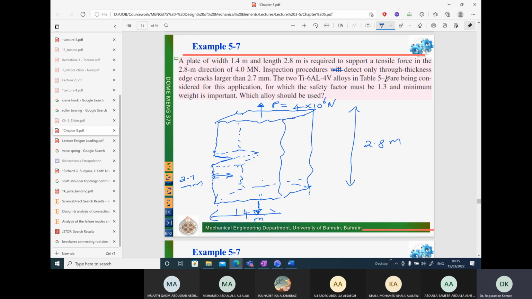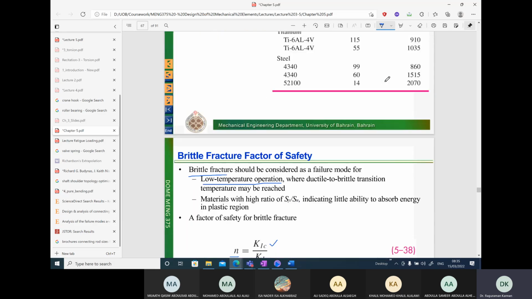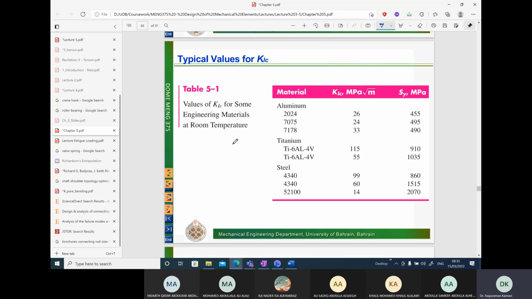There are two titanium alloys given in table 5.1. Let's go back to this table. Maybe this is 6V. Two different titanium alloys, and each alloy has a certain KIC value. We can clearly see the 4V alloy has higher KIC value and can absorb more energy before crack propagation than the 6V alloy. However, we can see the yield strengths are different. Here, KIC value is greater, but yield strength is lower.